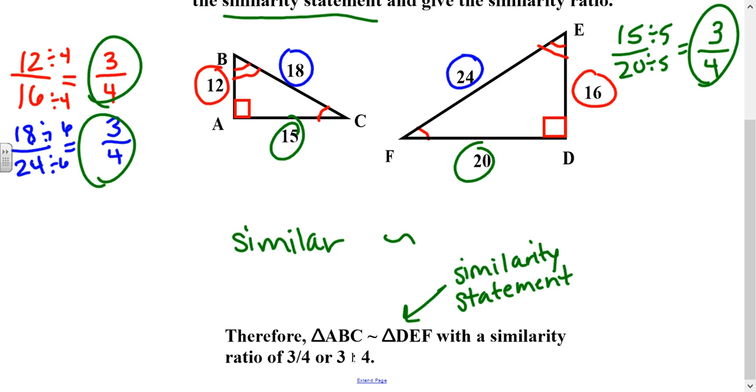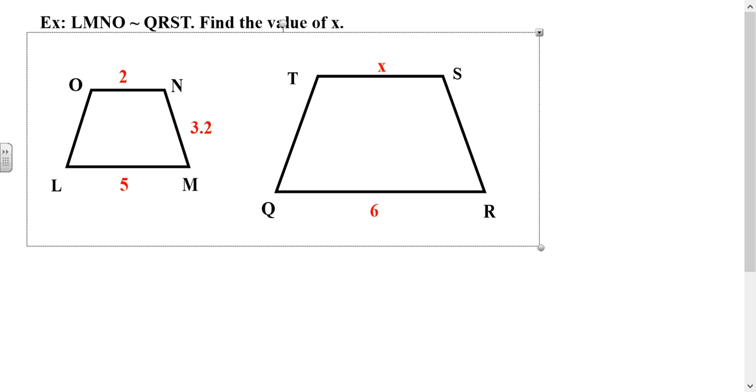Okay, so let's apply this to some proportions and missing sides. So it says LMNO is similar to QRST. These are both trapezoids. And they want us to find the value of x.